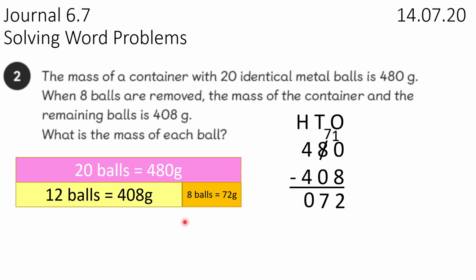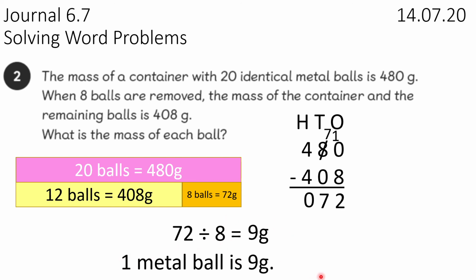So that means we know that 8 balls is the same as 72 grams. So how are we going to work out 1? If 72 grams is 8 balls, if we want to share that mass between 8, we're going to divide. Now you should be able to tell 72 divided by 8. Let's count in our 8s, okay? 8, 16, 24, 32, 40, 48, 56, 64, 72. So 72 divided by 8 is 9. Each ball is worth 9 grams. So 1 metal ball is 9 grams.